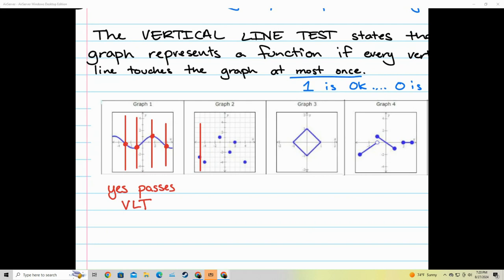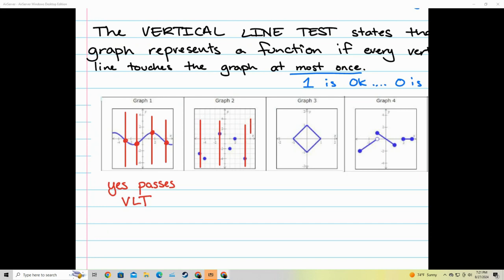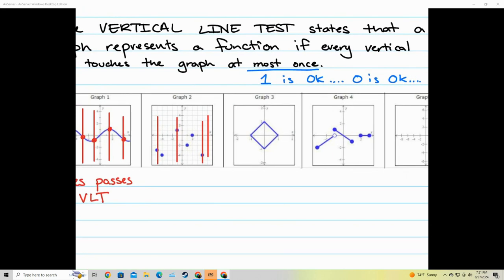Next one. How many times is it touching? Just once. That's okay. What about here? Just once. That's okay. What about here? How many times is it touching? It's not touching it at all. But remember, we said at most once, which means 1 is okay and 0 is okay. So, because it's touching 0 times, it's still okay. Is this a function? The answer is still yes, because it passes the vertical line test.